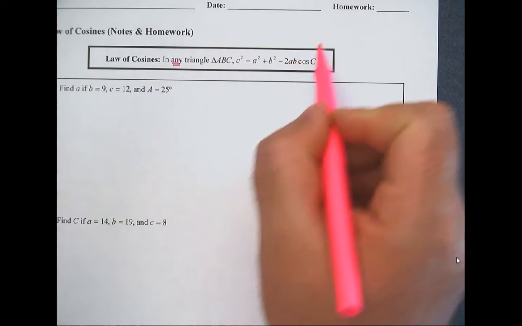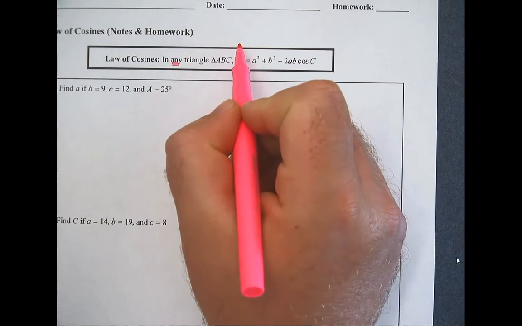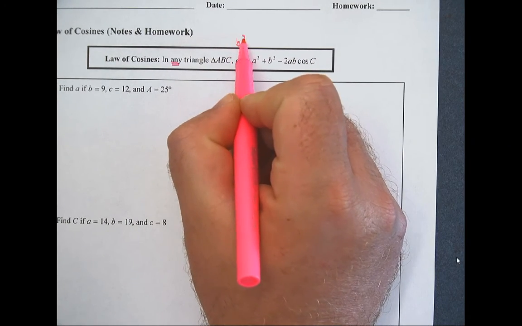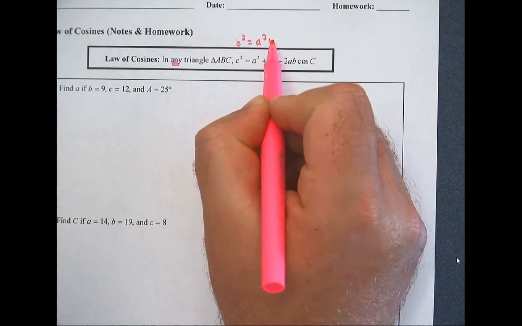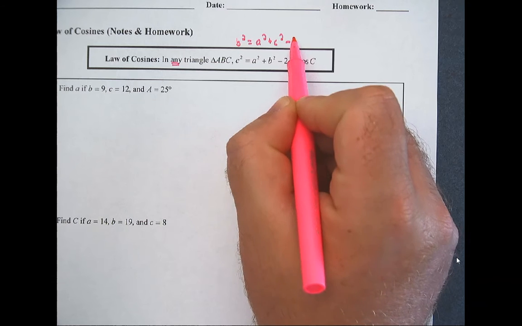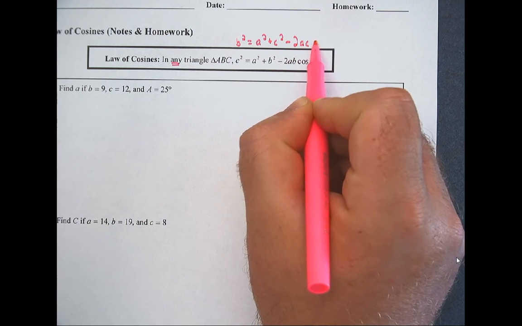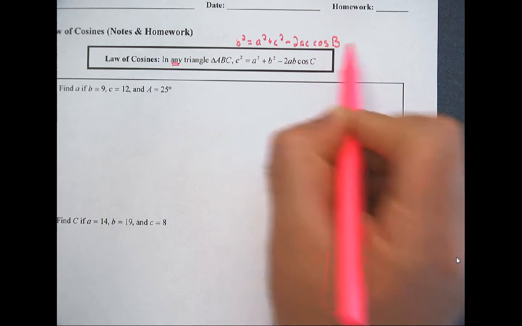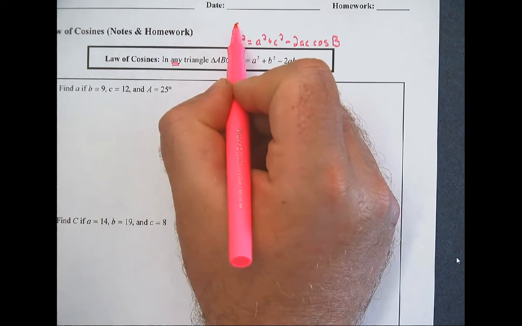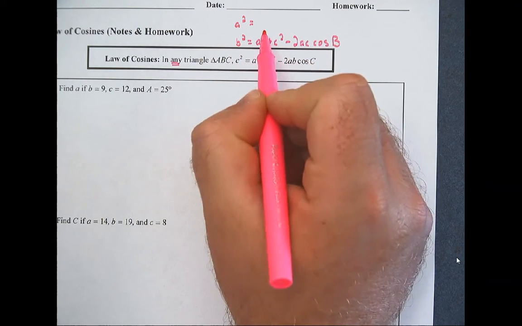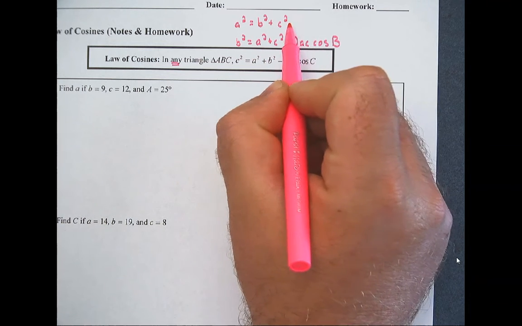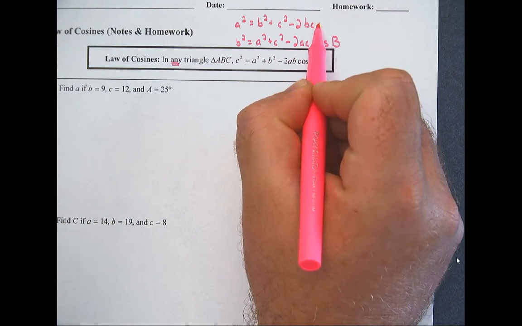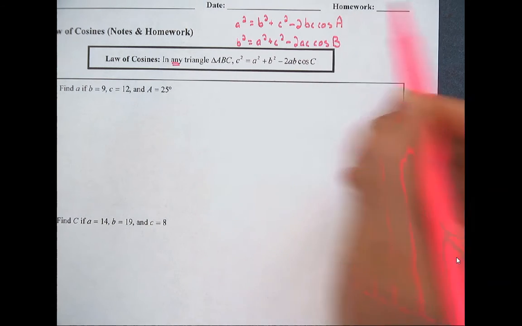Instead of c squared, I could start with b squared. If that's a b, then these have to be a's and c's. So b squared equals a squared plus c squared minus 2ac cosine of big B. And then a squared equals b squared and c squared minus 2bc cosine of big A.